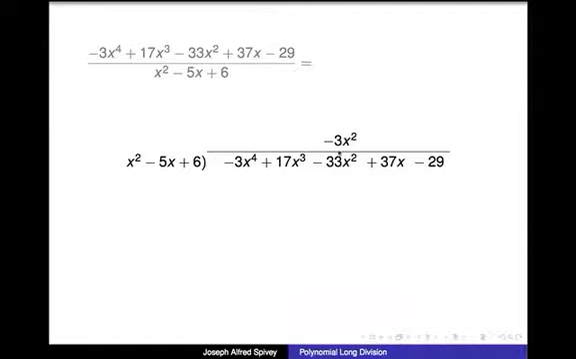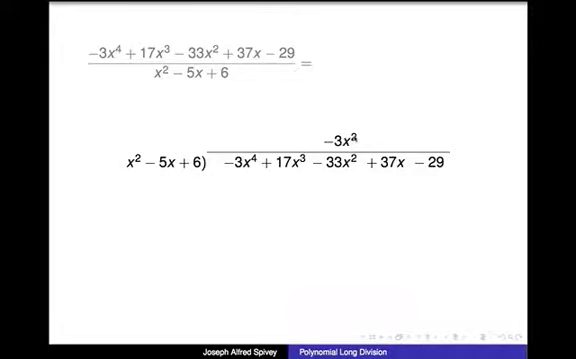Notice where I've put the negative 3x squared. I put the negative 3x squared here because there are three terms in my divisor. 1, 2, 3. So I count 1, 2, 3 terms and place the negative 3x squared over that term. This is to make sure that everything lines up nicely.